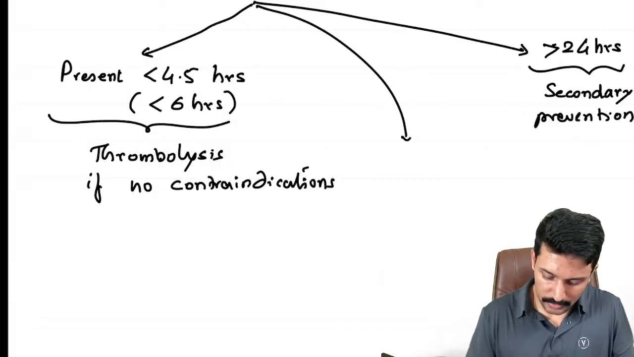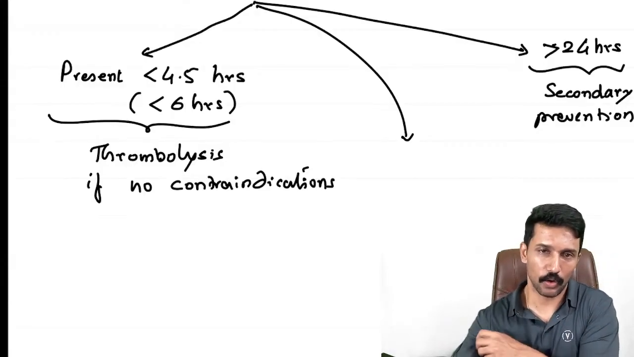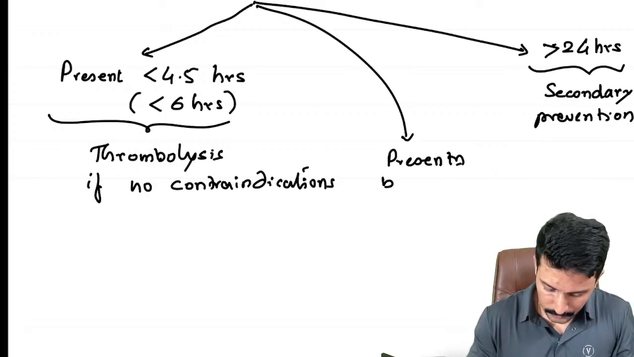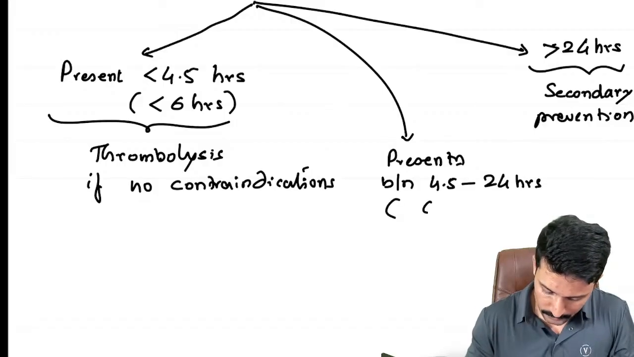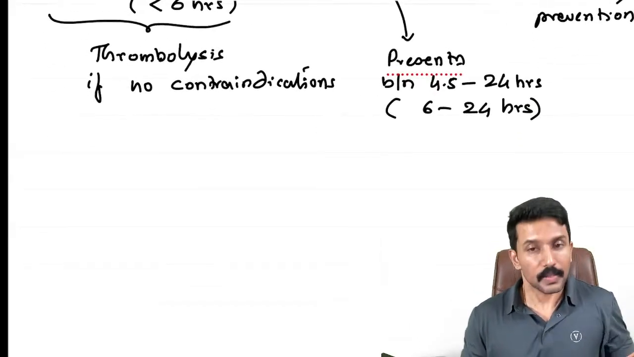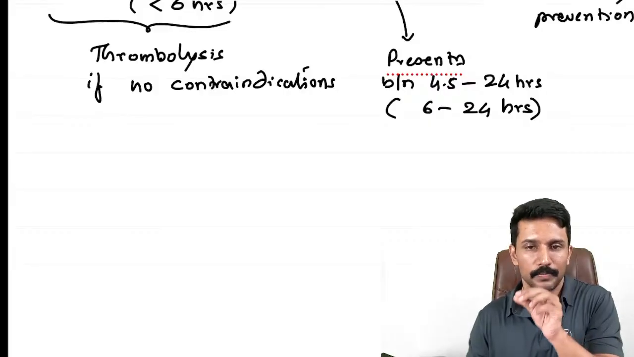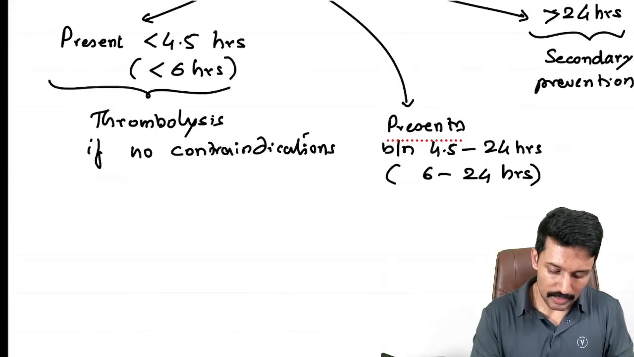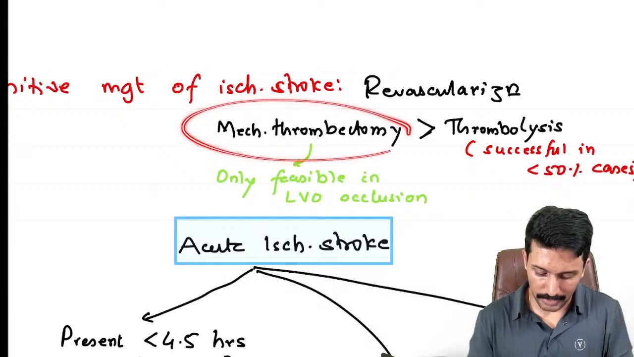But someone who presents between 4.5 to 24 hours or 6 to 24 hours, depending on whether we are following the guidelines or Harrison, here you have some amount of penumbra and some amount of infarct. The penumbra is still savable, but thrombolysis is risky after 4.5 hours, so we don't go for it. So then what option am I left with? I'm left with only mechanical thrombectomy.